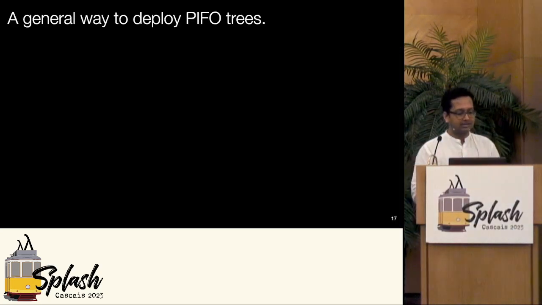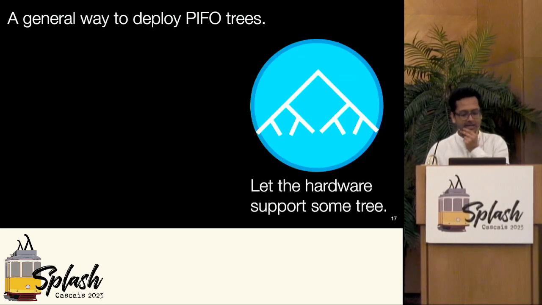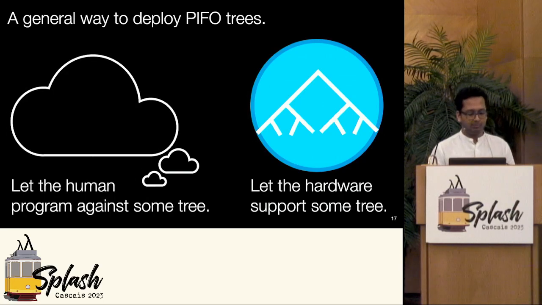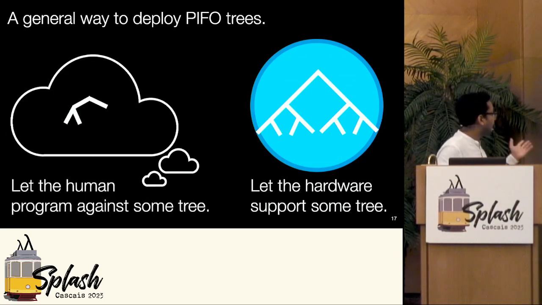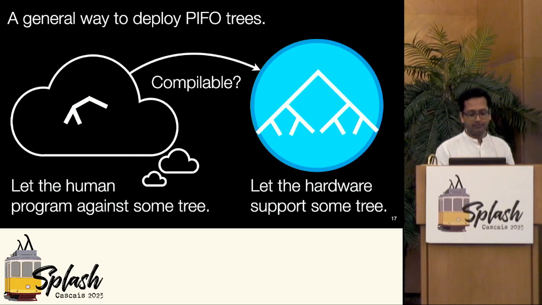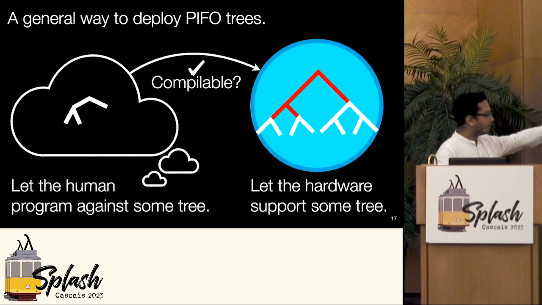But the point is that we've solved our problem. We have a general way to deploy PIFO trees. Let the hardware support some tree, and let the user program against some tree. Today they want that. Can I compile it? Well, yes, I can, into that fragment of my target tree. So please light up that much, and I'll do my business on that.